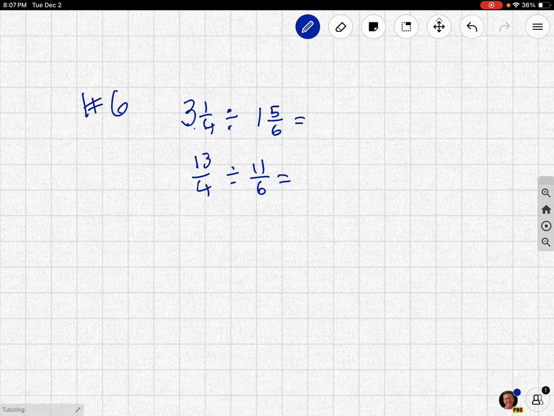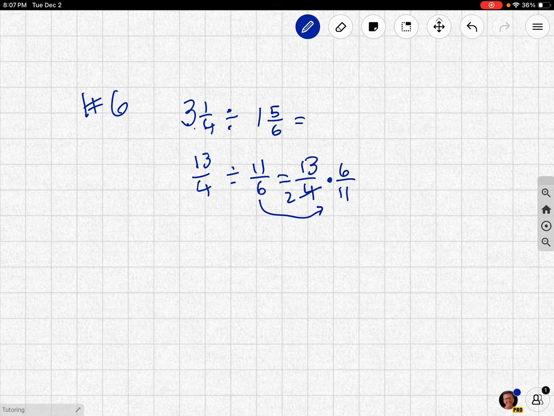And this is how you show your work, by the way, on this stuff too. That'll help you a lot. All these problems, I'm showing you how to show your work. 13 fourths times 6 elevenths, because I'm flipping that second fraction. Now, before I multiply, I want to simplify these numbers.